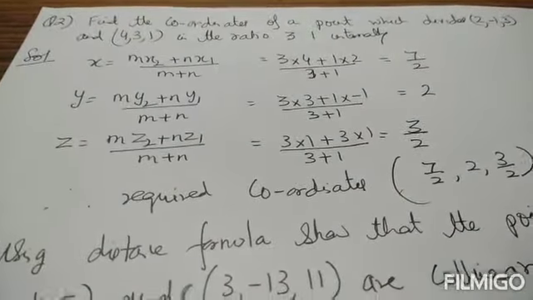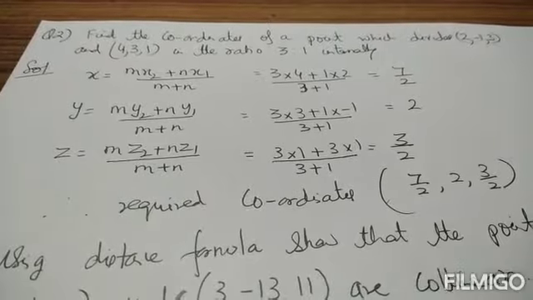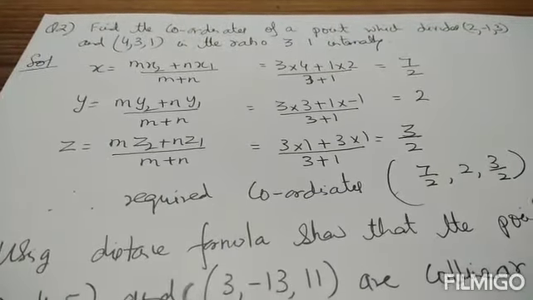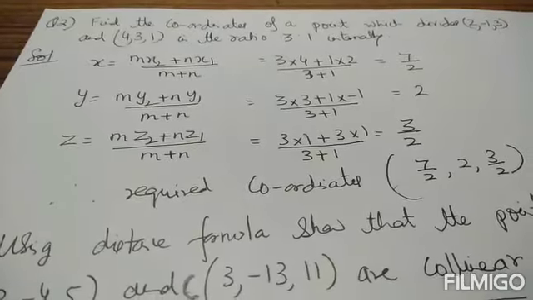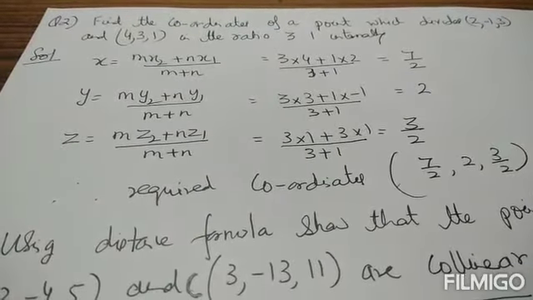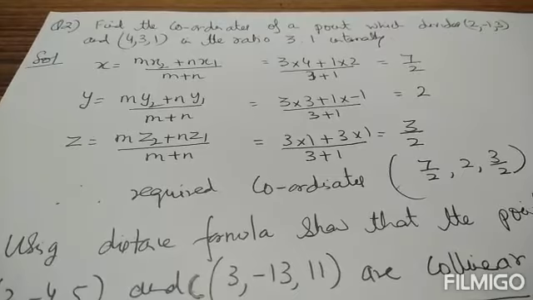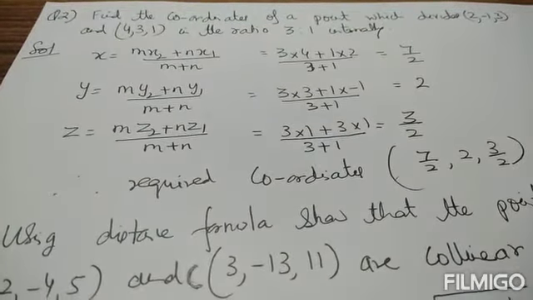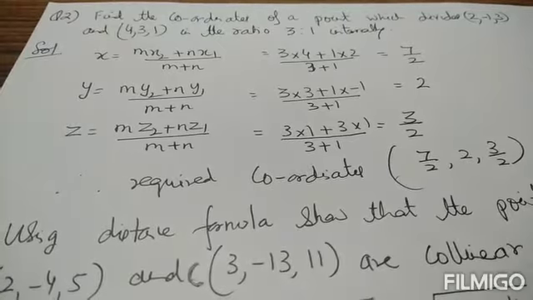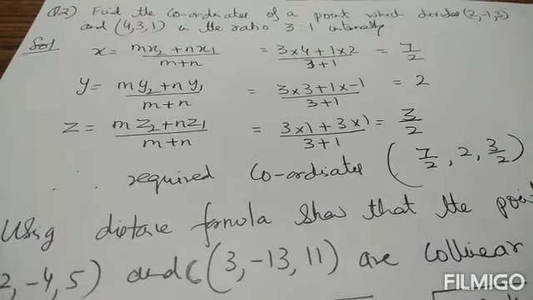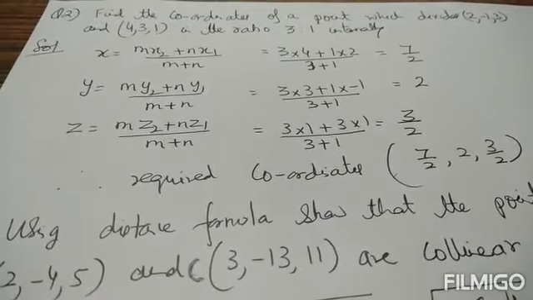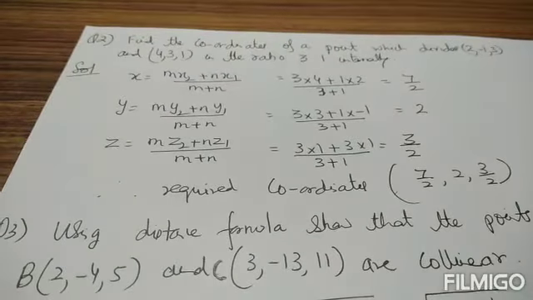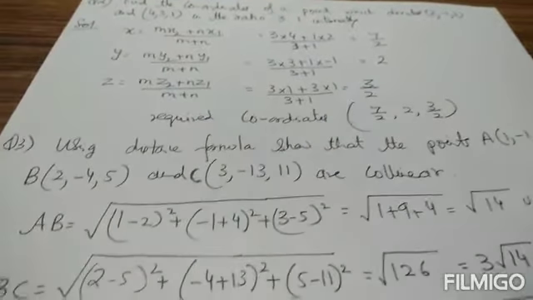Question number 2. Find the coordinates of a point which divides (2, minus 1, 3) and (4, 3, 1) in the ratio 3 is to 1 externally. So x is equal to (mx2 plus nx1) upon (m plus n), which is equal to (3 into 4 plus 1 into 2) upon (3 plus 1), which is equal to 7 by 2. Similarly, y is equal to (my2 plus ny1) upon (m plus n), which comes out to be 2. And z is equal to (mz2 plus nz1) upon (m plus n), which comes out to be 3 by 2. So the required coordinates are (7 by 2, 2, 3 by 2).